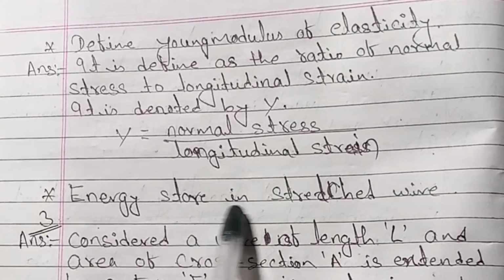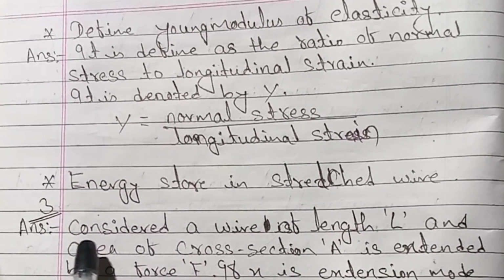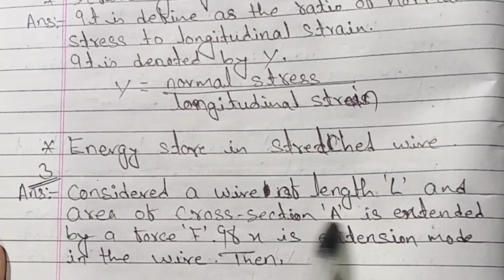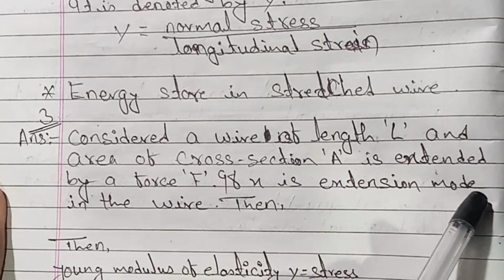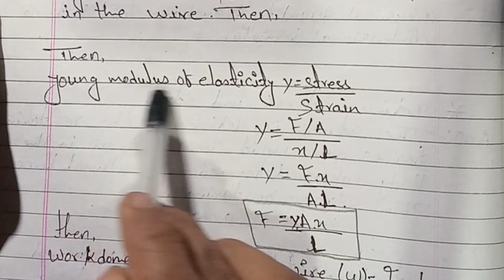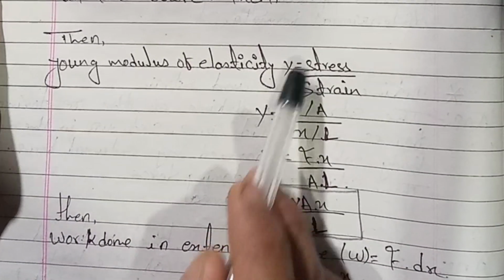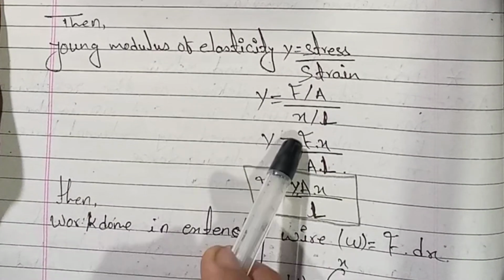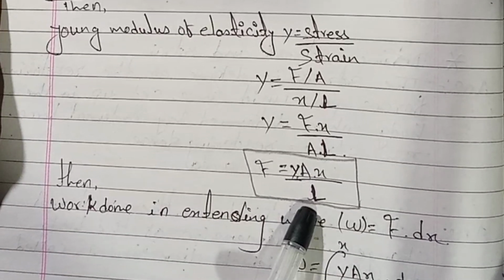Energy stored in a stretched wire. Consider a wire of length L and area of cross section A, extended by a force F. If x is the extension in the wire, then you can use this formula. Young modulus of elasticity Y is equal to stress by strain. Stress is equal to force per area, and strain is equal to x per L. So you can calculate this, and F is equal to Y A x per L.